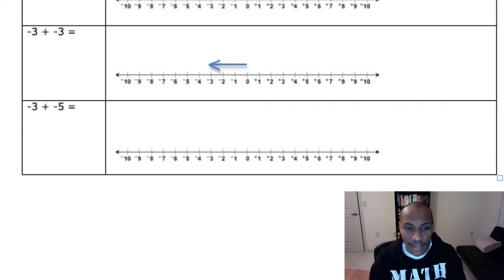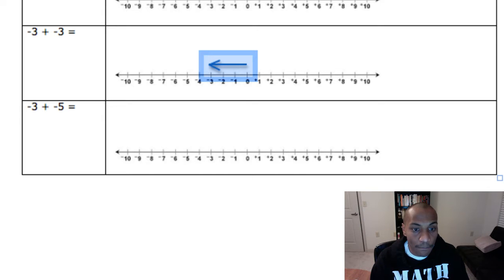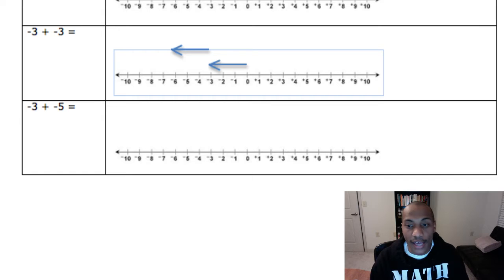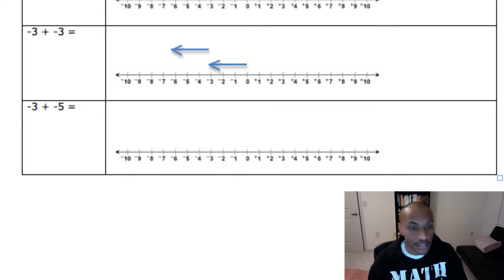I'm adding a negative 3. So is my value getting more positive or more negative? Well, that's going to just make me decide if I'm going to the left or to the right. If I'm getting more negative, I have to get more towards the negative numbers. Those negative numbers are going to the left, so I'm going to move, that's right, 3 spaces to the left. That's right. So I'm moving 3 spaces, 1, 2, 3, to the left, and I'm here at negative 6.